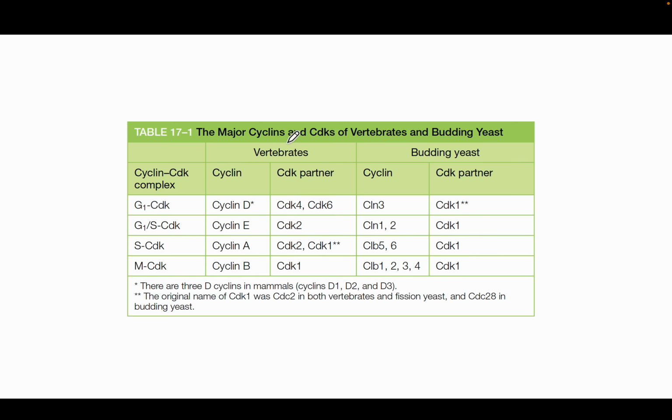There are some major cyclins and CDKs of some organisms, vertebrates and budding yeast. You have to know that the function is the same, but it is named differently in different organisms. For example, in budding yeast it is CDK1 only, but the original name of CDK1 was CDC2 in both fission yeast and vertebrates.